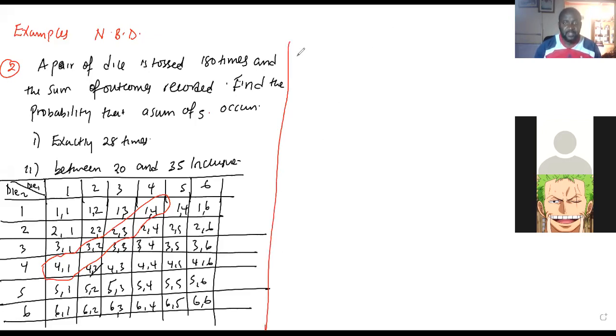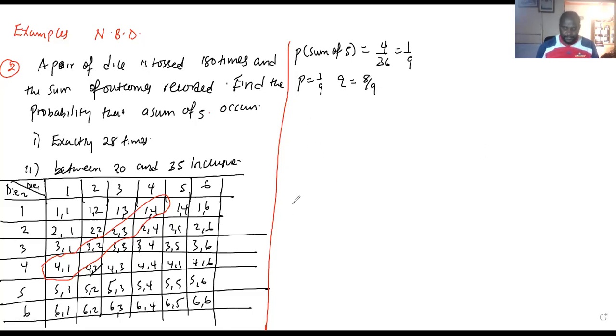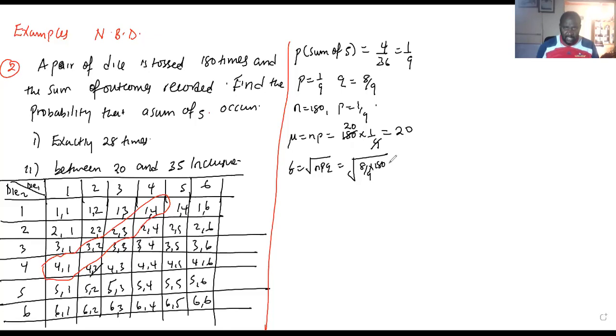So the probability of getting a sum of 5 is going to be equal to 4 out of 36, which is actually 1 out of 9. Now, because that is what we want, that becomes our P, which is our success, which is 1 out of 9. We can consequently reduce our failure. Our failure rate is 8 out of 9, which is Q. Therefore, because N is 180, P is 1 out of 9. We have seen Q. We can get mu. Mu is NP, which is 180 times 1 out of 9, which is 20. The mean is 20. We can get the standard deviation, which is the square root of NPQ, which will give us the root of 8 out of 9 times 180 times 1 out of 9. When you press the calculator, what is the standard deviation?